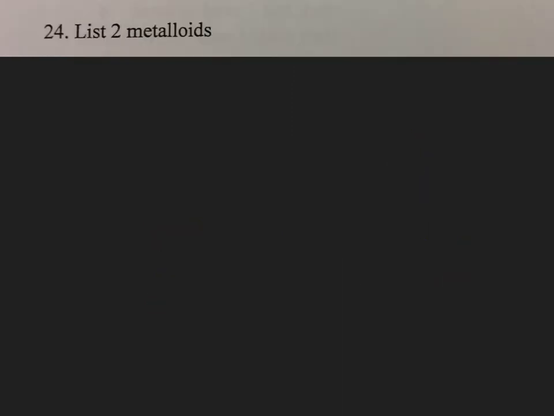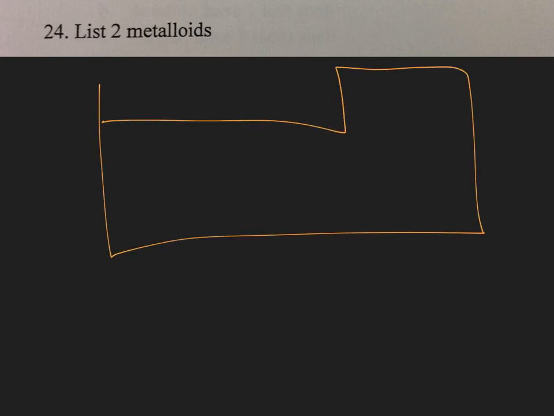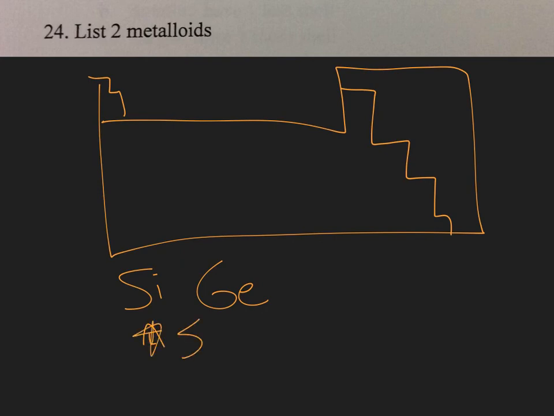Two metalloids. Okay, the metalloids are kind of a tricky group. They are the ones that follow this zigzag staircase over to the right-hand side. The most well-known common metalloid is silicon, but other ones would include germanium and antimony. Antimony is Sb. I was looking at arsenic, which is As. Okay, those are all metalloids, including polonium and bismuth. So you could pick any of those.